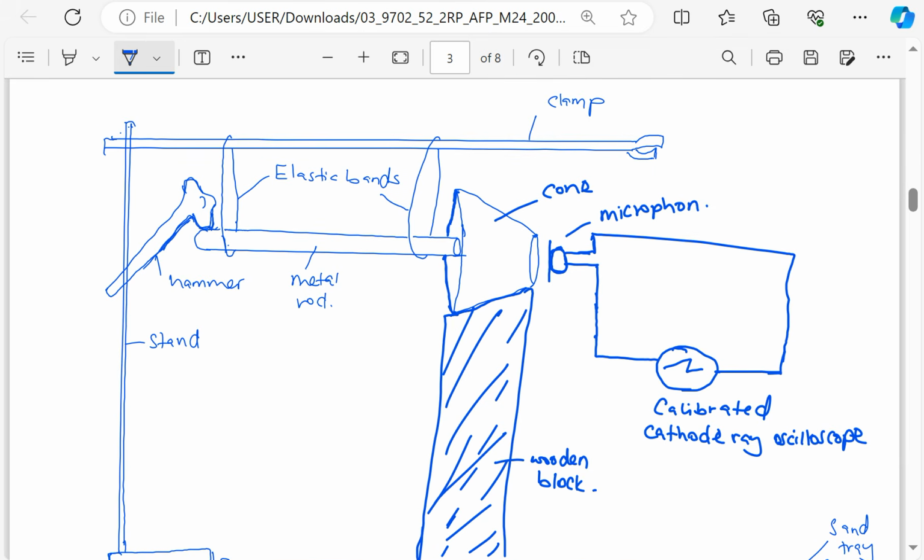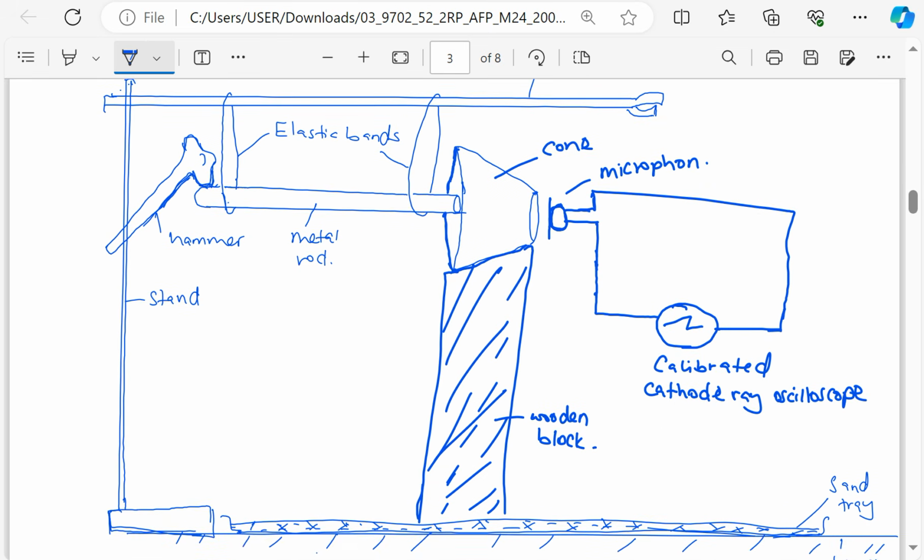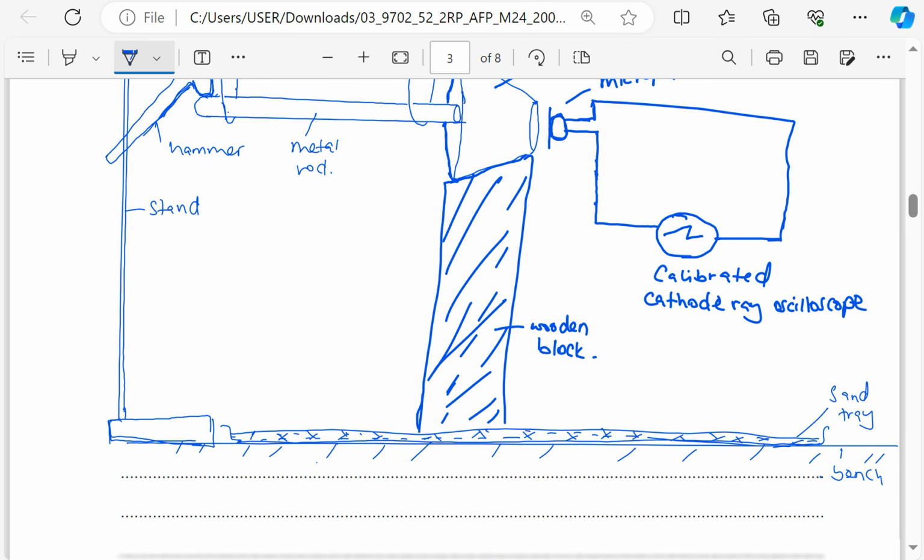Okay, so I think I've tried my level best to include everything needed. I don't think there's anything I've not added here. This diagram is just enough for this experiment to be carried out. I have a sand tray down here on the bench.